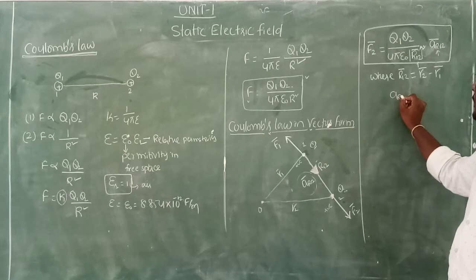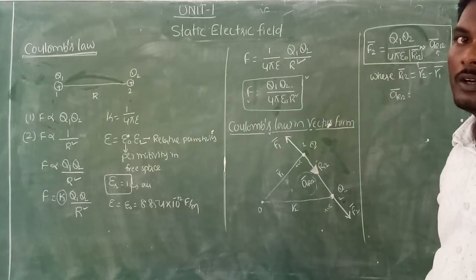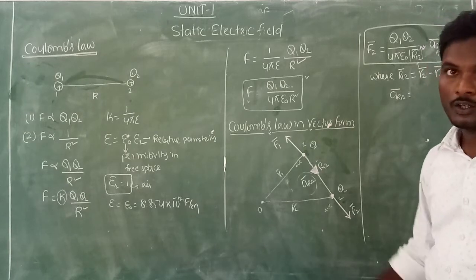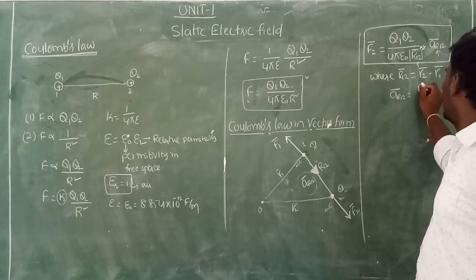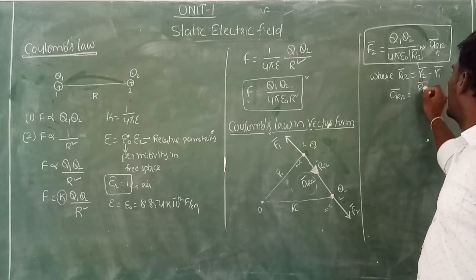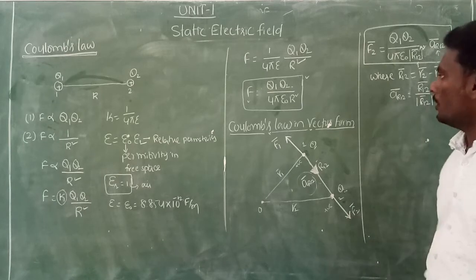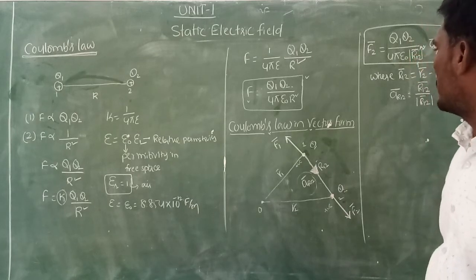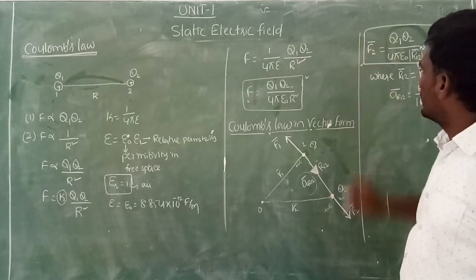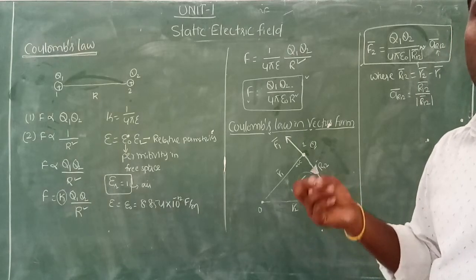Now, how can you calculate the unit vector R12? It is defined as the ratio of a vector to the magnitude of that vector. What is the vector here? It is R12 bar divided by the magnitude of R12 bar. So this is your vector form of Coulomb's law. Now see, this expression is valid only when two charges exist in the universe.